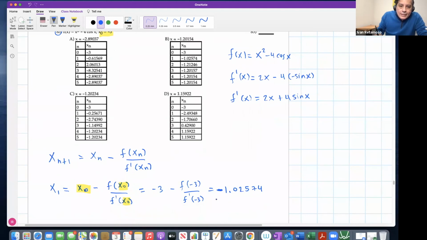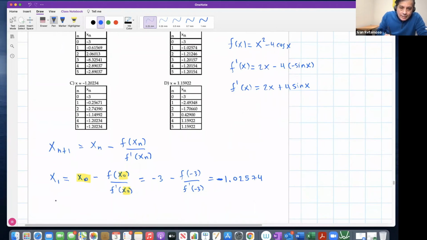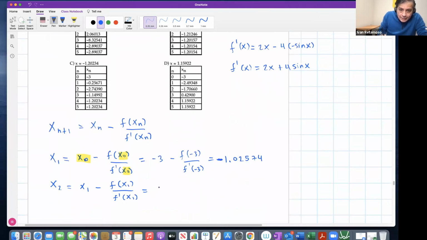Now, x2, let me show you in case you want to continue. x2 will be the previous x1 minus the function evaluated at x1 over the derivative evaluated at x1. But what will that be? Well, it will be this guy that we got rounding to 5 decimal places, 74, minus, remember, the function evaluated at this guy. It's an iterative method, which means that the output becomes the input for the next computation. The derivative of this guy.